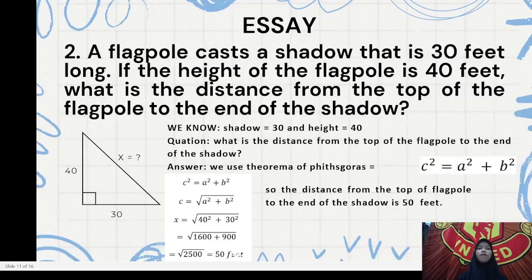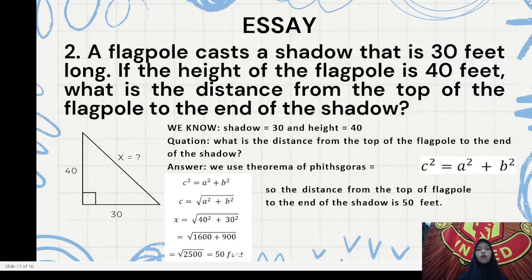2. A flagpole casts a shadow that is 30 feet long. If the height of the flagpole is 40 feet, what is the distance from the top of the flagpole to the end of the shadow? We know the shadow is 30 and the height is 40. Equation: what is the distance from the top of the flagpole to the end of the shadow?